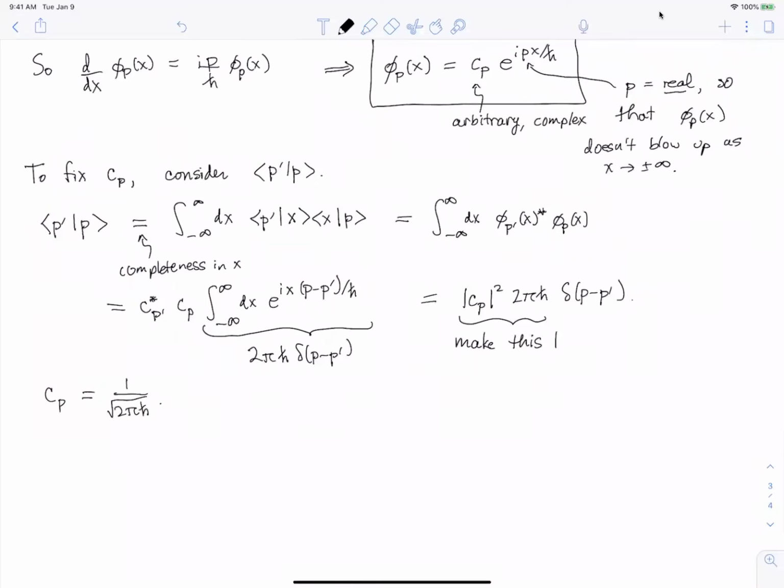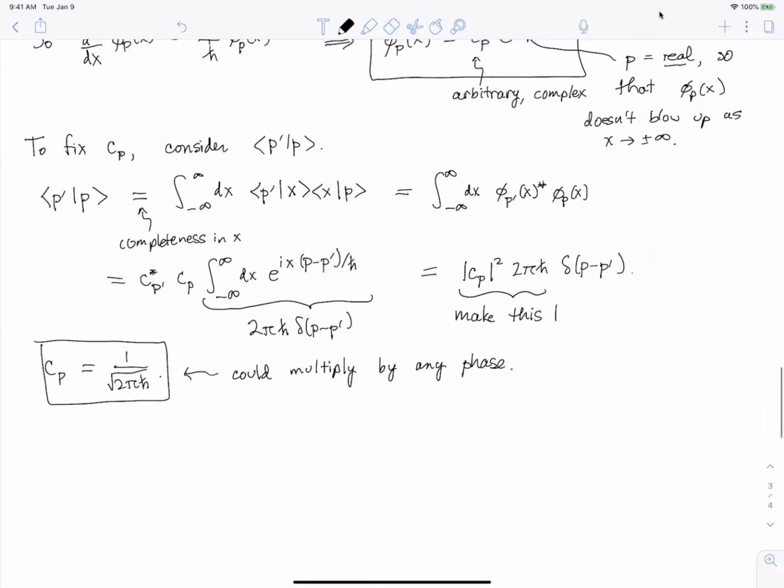Okay. That's one solution. I could have taken this and multiplied by any phase. That's an arbitrariness in the definition. There's no way around it except to just choose something, choose a solution. So I could multiply by any phase, it would still work. But why would you choose some weird phase when you could just choose this thing to be real and positive? And so that's what we're going to do. We're going to choose it to be real and positive.